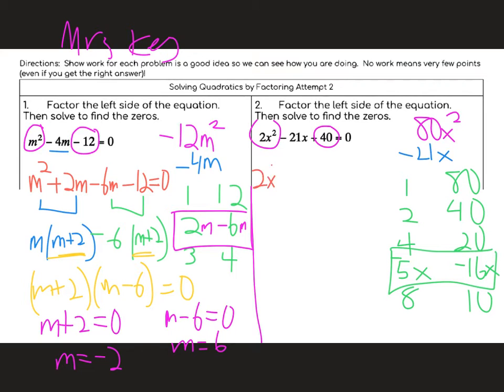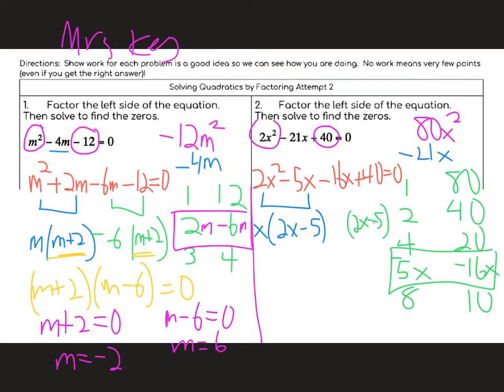So leave the 2x squared, leave the 40, leave the equals 0. Split the 21x into negative 5x and negative 16x. Now you're going to GCF. So what is the greatest common factor of those? It's just x. You're left with 2x minus 5. If you want to assume that you're going to get 2x minus 5 here, that might help. So how do I get 40? I've got to multiply by negative 8. Let's double check. Negative 8 times 2x is negative 16x. Negative 8 times negative 5 is positive 40.